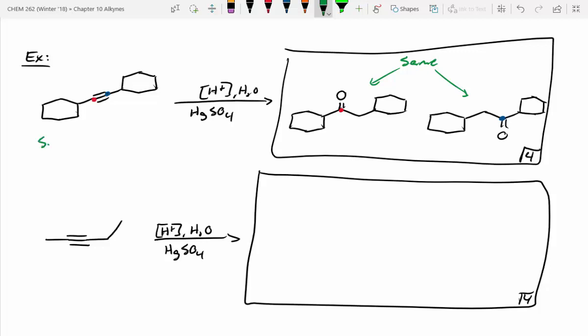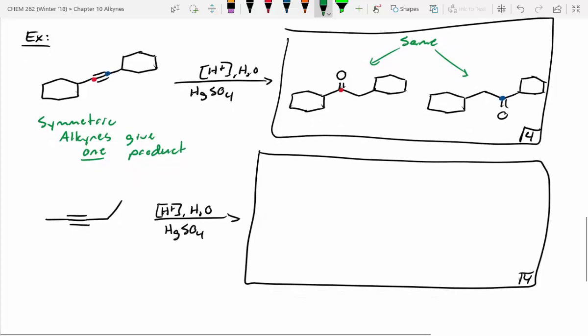The cool thing is symmetric alkynes give one product. Because it doesn't matter which carbon you put the double bond on, it's the same product, right? Makes sense. All right, let's do the same thing with the bottom one. Just like before, we've got this red carbon here, we've got this blue carbon here. Are we going to get one product or two products?